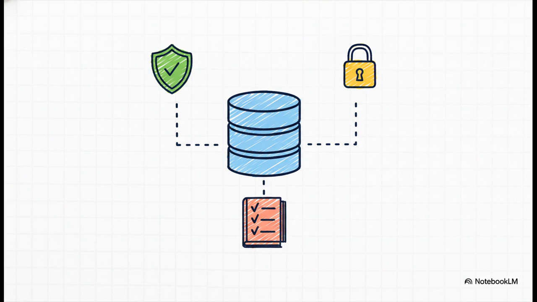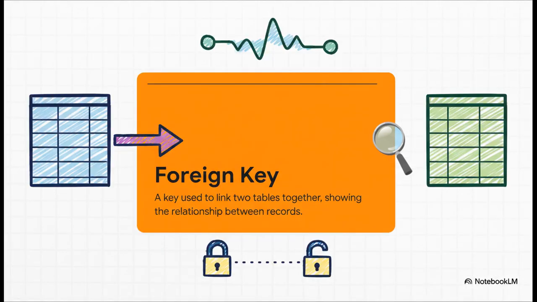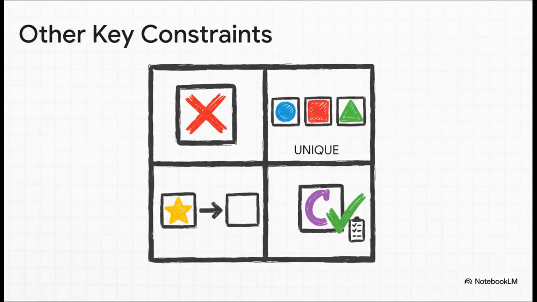Next up, setting the rules. We need to make sure our data is accurate, using things called constraints. Okay, the most important one is the primary key. It's basically a unique ID for every single row. Then there's the foreign key. This is what you use to create a link between 2 different tables. And don't forget these other common constraints. They're all about keeping your data clean and reliable.